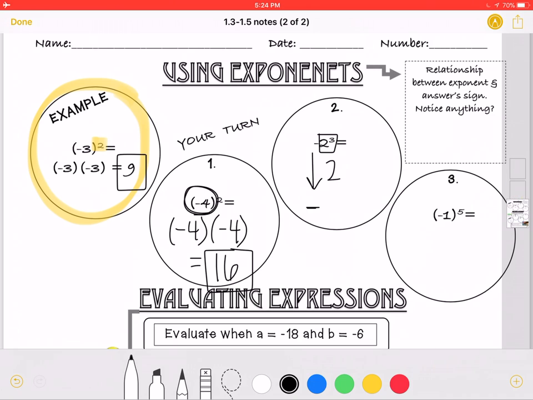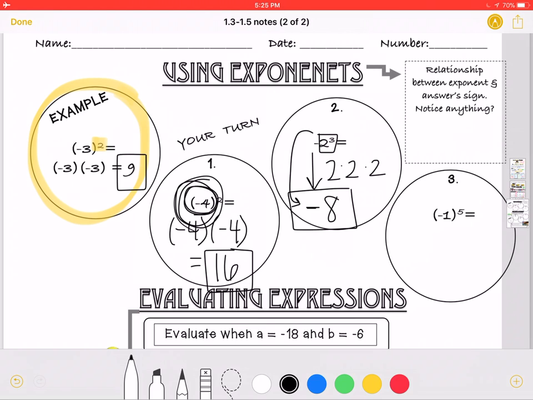I have 2 times 2 times 2. Multiply those together for me. 2 times 2 gives you 4, and then 4 times 2 gives you 8. My answer then is -8. The reason it's negative, remember, is you're bringing that negative into your answer automatically when there are no parentheses there.